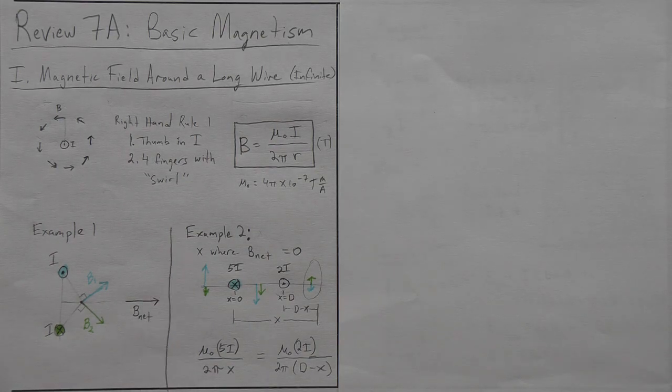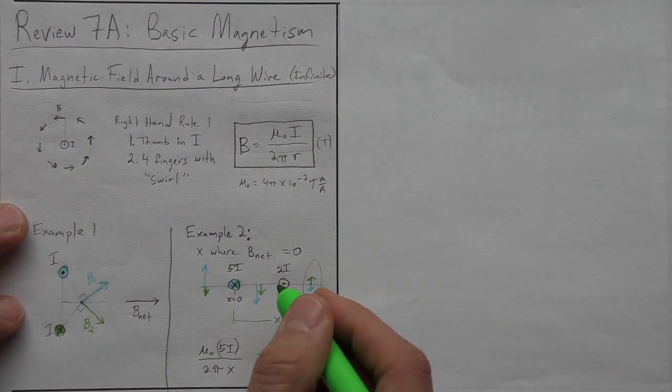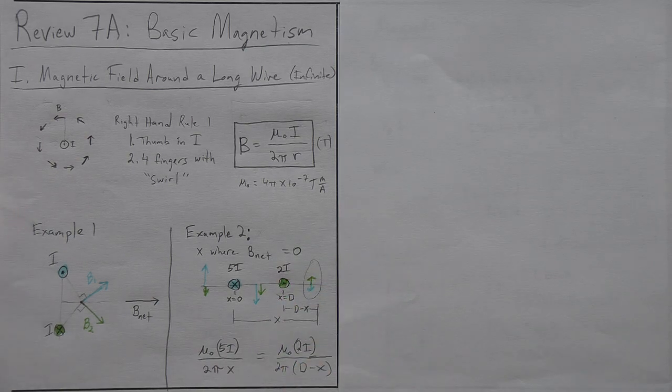Another example. A little cramped here because I wanted to fit it in the space. So the question is, determine the x where the net magnetic field is 0. Okay. So I have at the origin, at x equals 0, 5I going into the page. Into the page. And then 2I, oops, I forgot to color coordinate that one. So this is with green, the magnetic field represented by the green arrows.